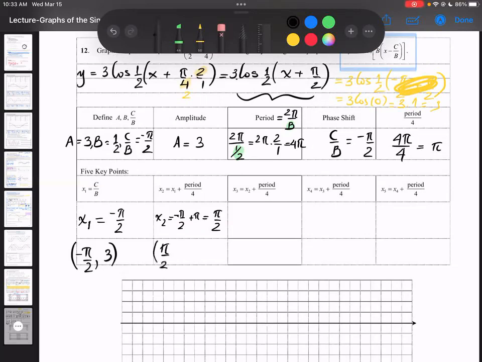Now, without even plugging pi over 2 in there, I know the y coordinate is going to be 0. Because like I said, it's a pattern. If it goes max, it's going to go down to the x-intercept, and then continue down to the minimum, and then go back up to the x-intercept, and then to the maximum. That pattern repeats itself.